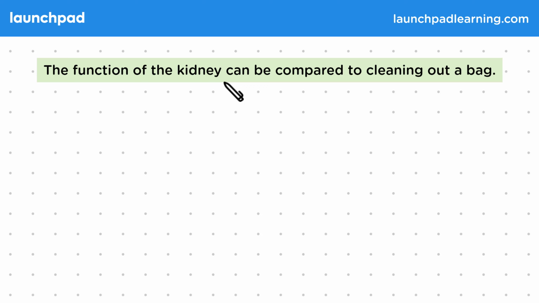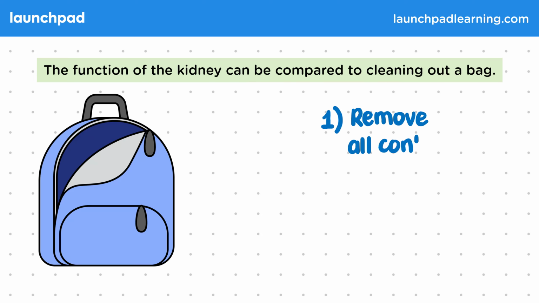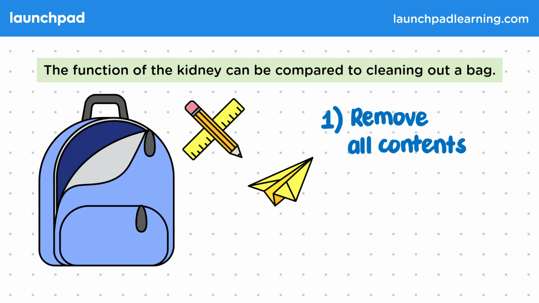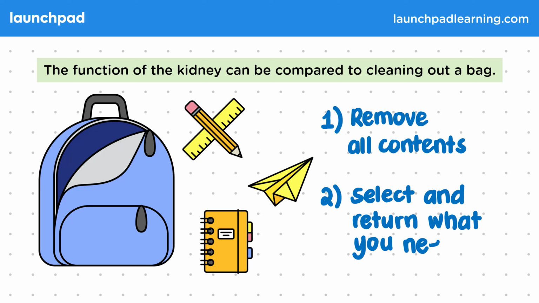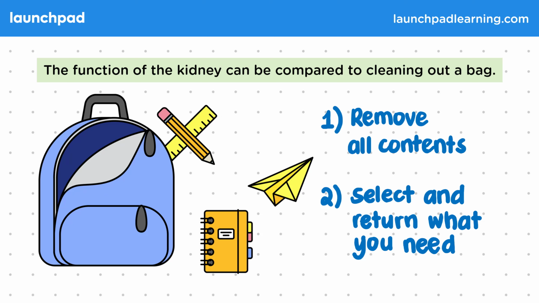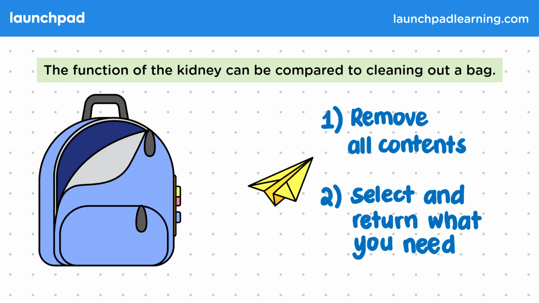The function of the kidney can be compared to cleaning out a bag. First, you want to remove all of the contents of the bag. When kidneys filter the blood, most things are initially removed. Next, you're going to select and return what you need to your bag. Similarly, things that we need are absorbed back into the blood. In this example, the paper aeroplane represents the things that are going to be thrown away, just like the waste products removed by the kidney will be excreted.